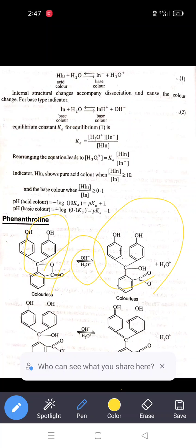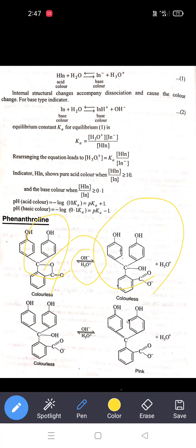After that, with the addition of excess OH minus, again the OH minus will open this OH group and lose water, and finally it obtains a pink color. So this is how it works in phenolphthalein in solution.